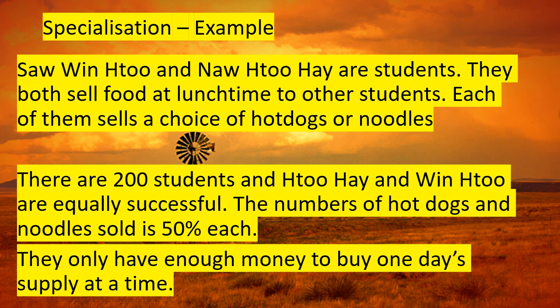So let's look at specialization. You do your thing, I do mine. Here's an example. So Win2 and No2A are students. They both sell food at lunchtimes to other students. Each of them sells a choice of hot dog or noodles. There are 200 students, and 2A and Win2 are equally successful. The number of hot dogs and noodles they sold is 50% each. So they only have enough money to buy one day's supply at a time.